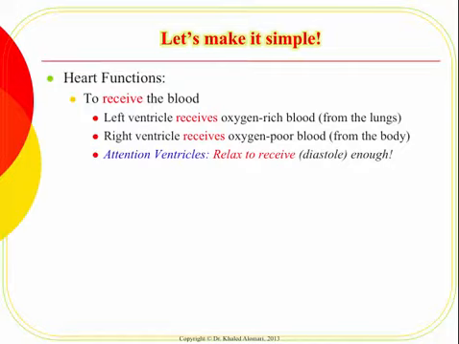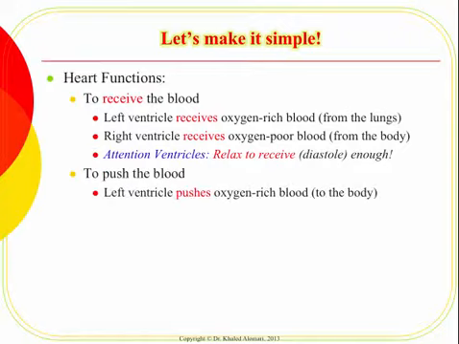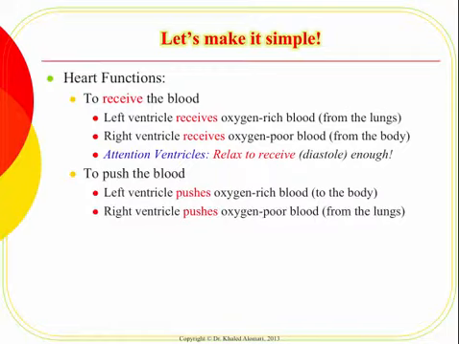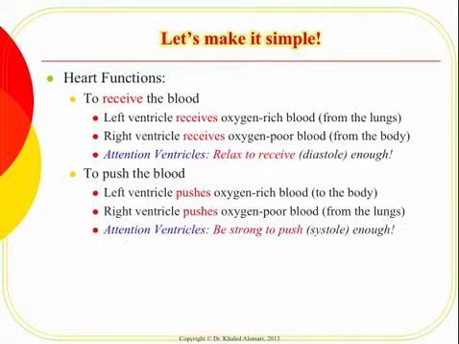So the ventricles need to relax to receive enough blood to maintain a normal cardiac circulation. So during diastole, ventricles should relax to receive enough blood. Now the other function is to push the blood. The left ventricle pushes the rich oxygenated blood to the rest of the body, while the right ventricle pushes the poorly oxygenated blood to the lungs to be oxygenated. So during this period of systole, the ventricles need to be strong. The muscles should be normal and the wall should be strong enough to push the blood. So this is the time where the ventricles need to push.